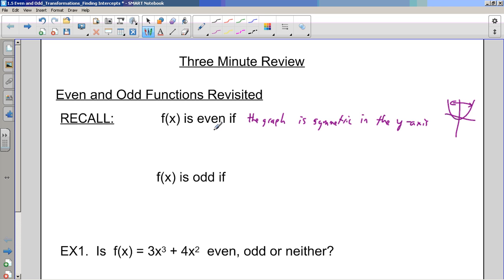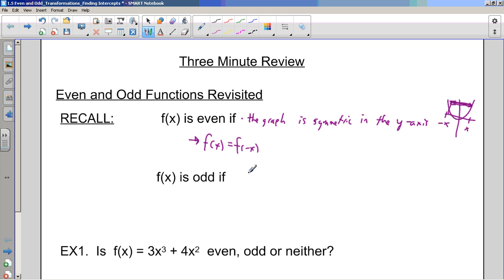We also said that there was something algebraically that went on for even functions, and this is what we're going to test today in the 3-minute review example. It's if f at x is equal to f at minus x. So the idea is you get the same output whether you put in x or minus x, and that's what it means algebraically to have an even or symmetric function. So this is what we're going to test algebraically, and we're going to practice that again today.